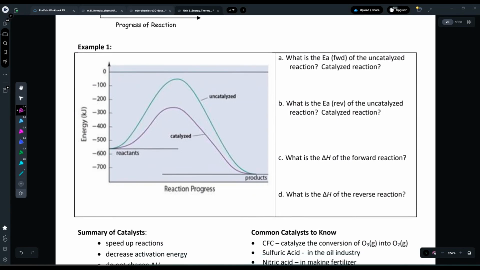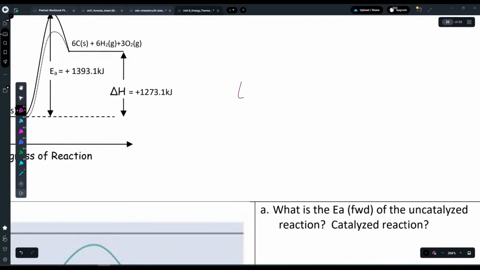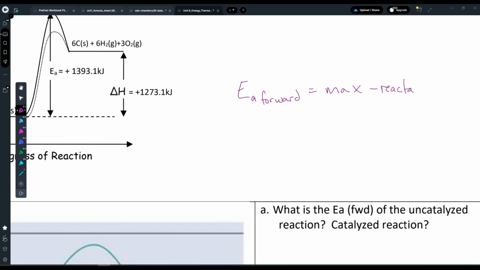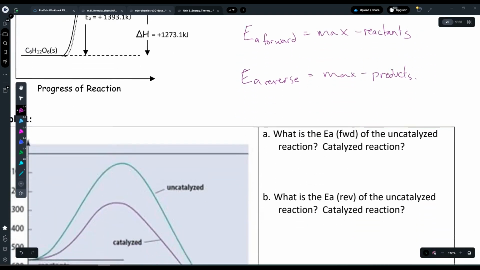Okay, so we'll do an example where we're calculating the activation energy for the forward reaction for the uncatalyzed and catalyzed reaction. So this is where we are going to be applying this formula. EA forward is equal to max minus reactants, and EA reverse is max minus products.